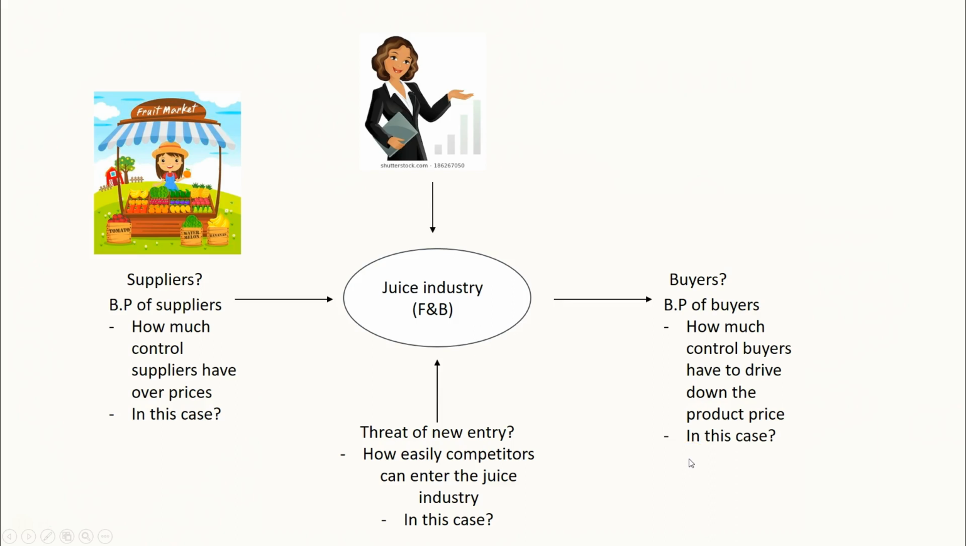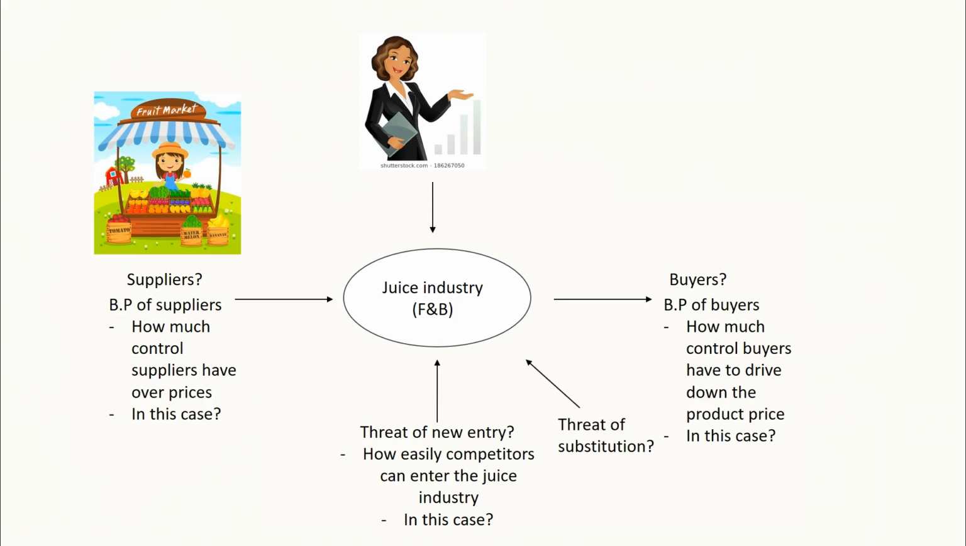They can easily switch to a different juicer. Okay, so they have, and there's also so many of them. Alright, so they have the ability to exert that kind of pressure. And it's so easy nowadays to just check online whose stall is selling the best juice, the cheapest juice. Okay, right. So that's bargaining power of buyers.